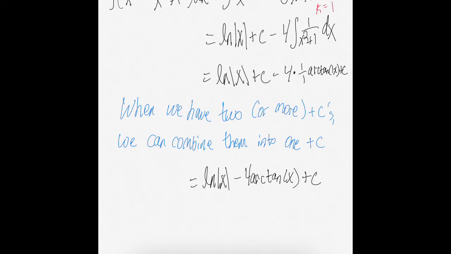So in this case, we're going to get ln absolute value of x. Now let me go ahead and simplify the second part slightly, so that becomes minus 4 arctan of x plus c. I don't need to write plus 2c.